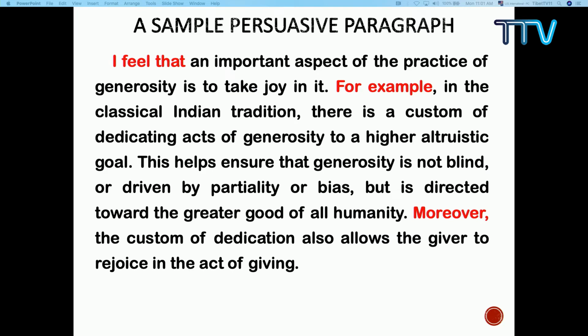For example, in the classical Indian tradition, there is a custom of dedicating acts of generosity to a higher altruistic goal. This helps ensure that generosity is not blind or driven by partiality or bias, but it is directed toward the greater good of all humanity. Moreover, the custom of dedication also allows the giver to rejoice in the act of giving. Okay.